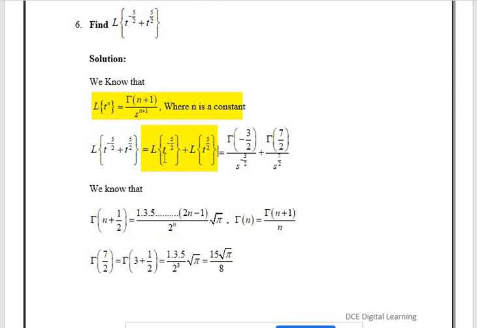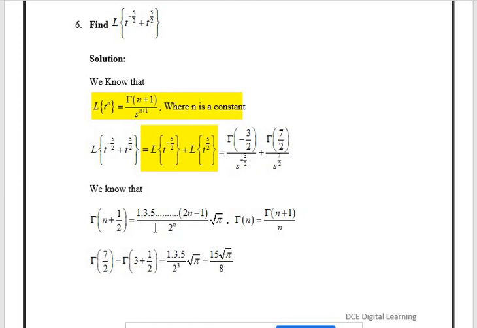Now expand Laplace transformation of t to the power of minus 5 by 2 by using Laplace transformation of t power of n, that is gamma of minus 3 by 2 by s to the power of minus 3 by 2. So minus 5 by 2 plus 1, that is minus 3 by 2. And similarly, Laplace transformation of t to the power of 5 by 2 is gamma 7 by 2 by s to the power of 7 by 2. 5 by 2 plus 1 is 7 by 2.